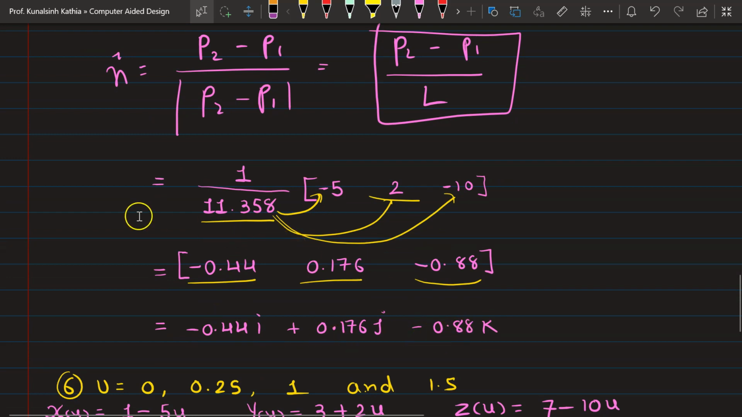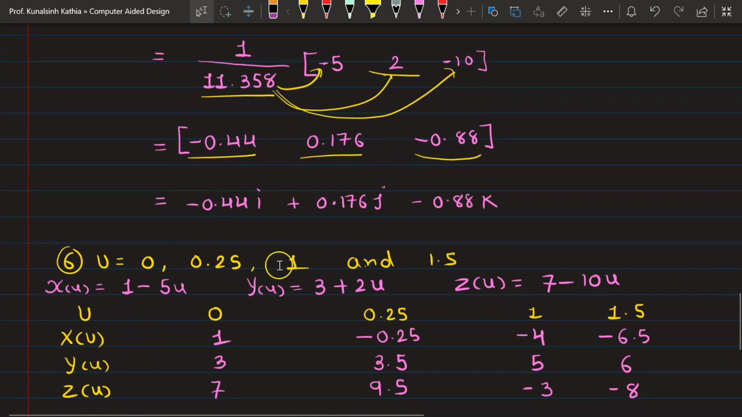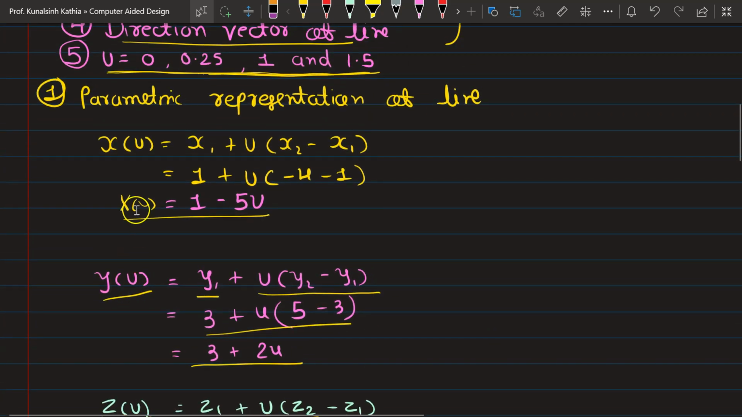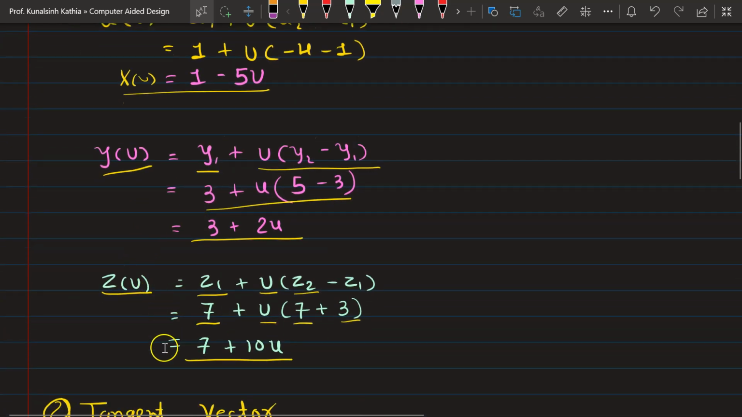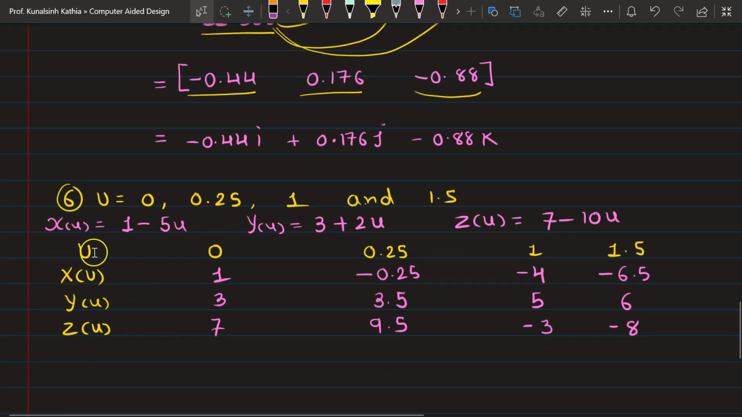And now the last demand was that they have given some values of u and we have to find the respective values of x, y and z. Those values of u were 0, 0.25, 1 and 1.5. Now I have listed down those equations again which we obtained earlier, so here are x(u), y(u) and z(u). I have listed them down for comfort in understanding. Now u is 0, 0.25, 1 and 1.5. This is given in the numerical, and they ask us to find those values.